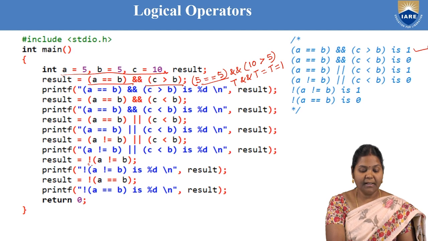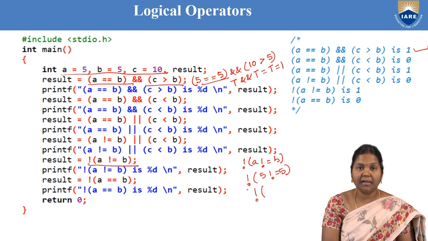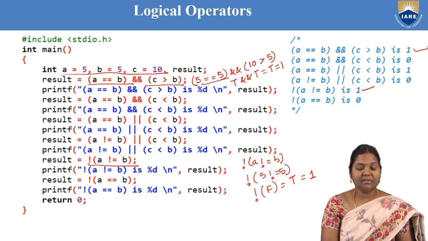For example, negation of A not equals to B. How will you evaluate this? So, first of all, A is 5, and B is also 5. So, 5 not equals to 5 is false, because 5 equals to 5. So, negation of false is true. So, true means you will get output as 1. So, you can see the output as 1. So, this way, the logical operators are evaluated.